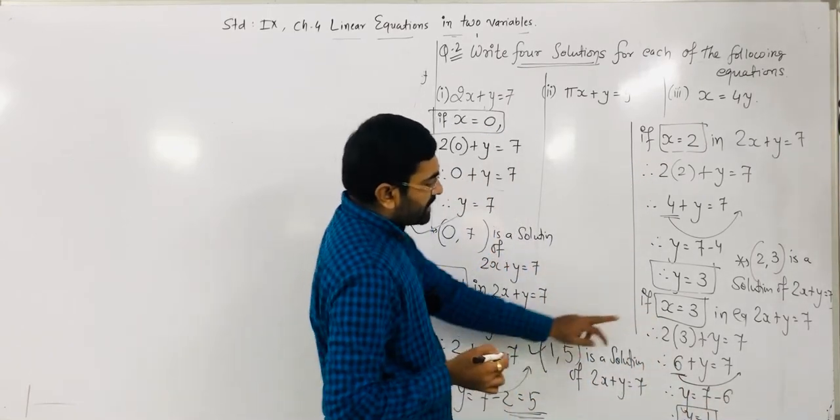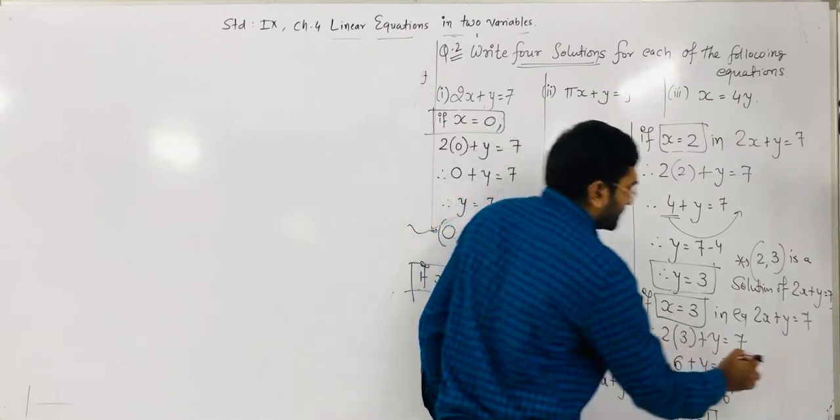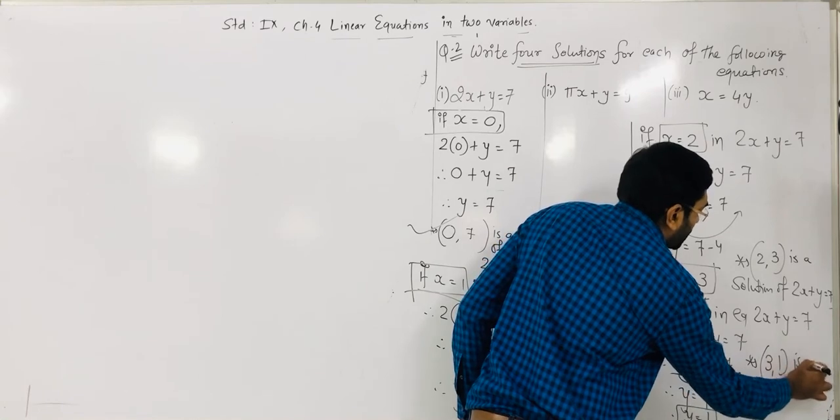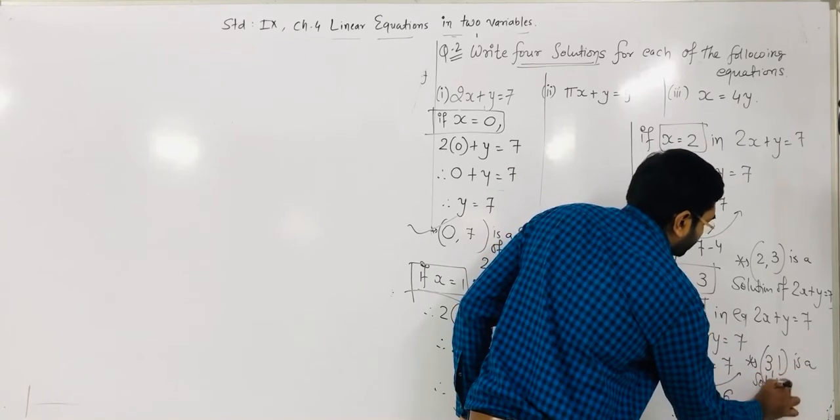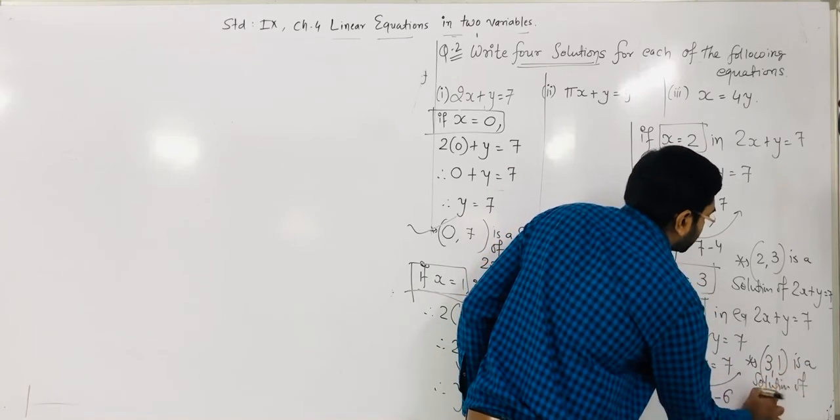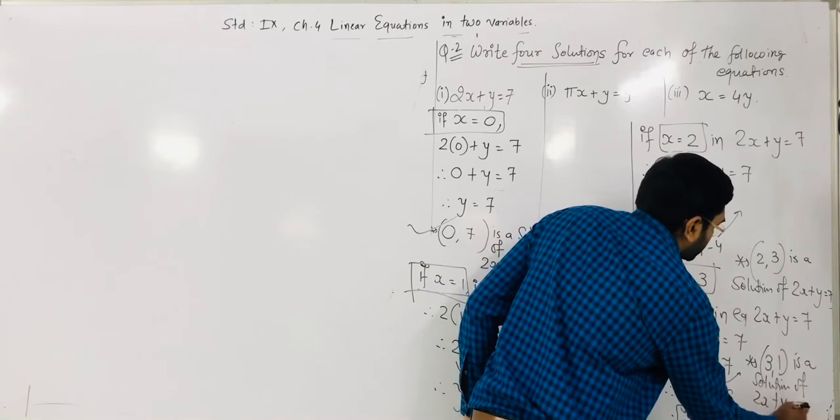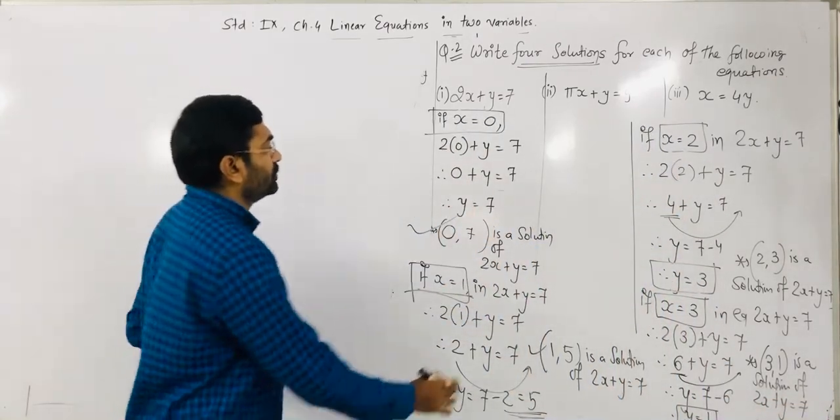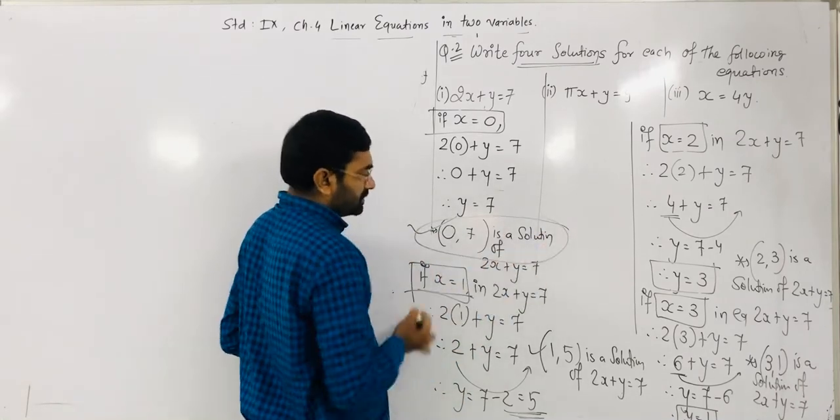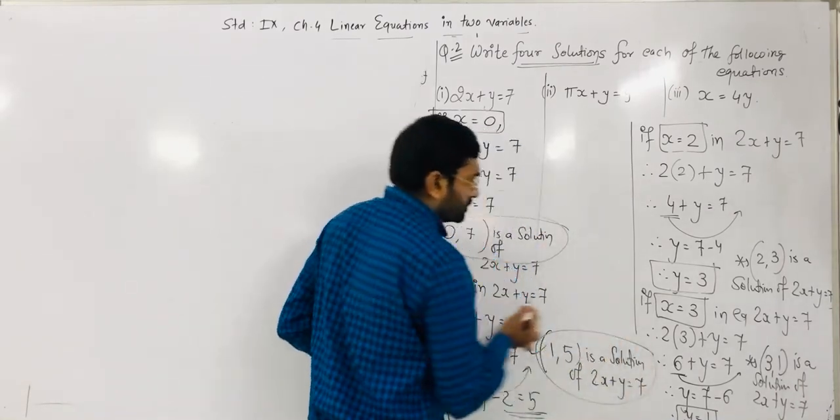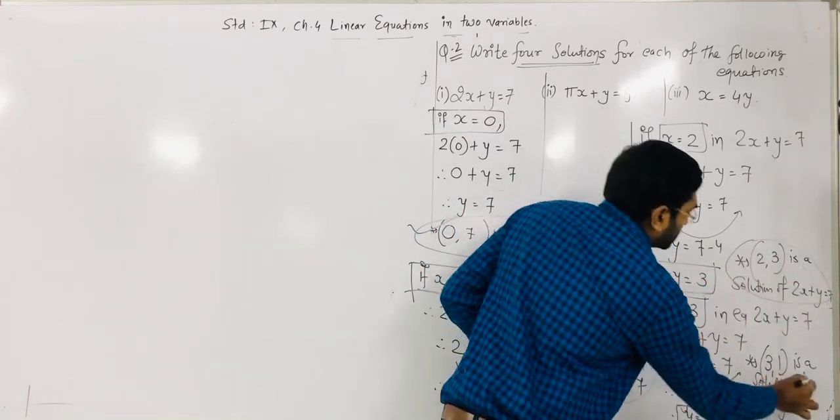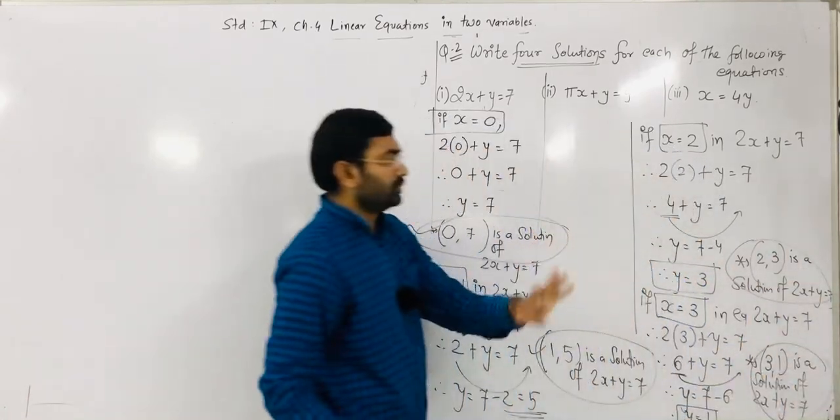So what is the meaning of that? x is equal to 3 and y is equal to 1. So we can say (3, 1) is a solution of 2x plus y is equal to 7. So here we get the 4 solutions. Which are the 4 solutions? This is our first solution, (0, 7). This is our second solution, (1, 5). Third solution is (2, 3), and this one (3, 1) is our fourth solution.